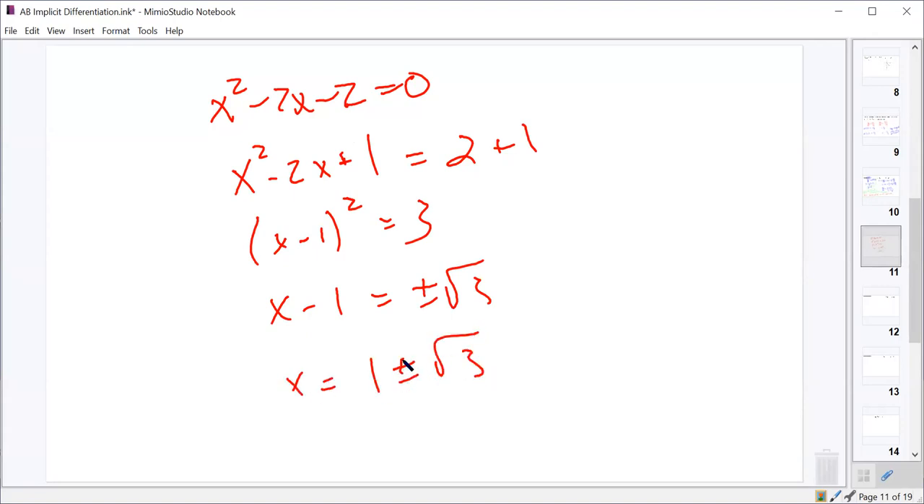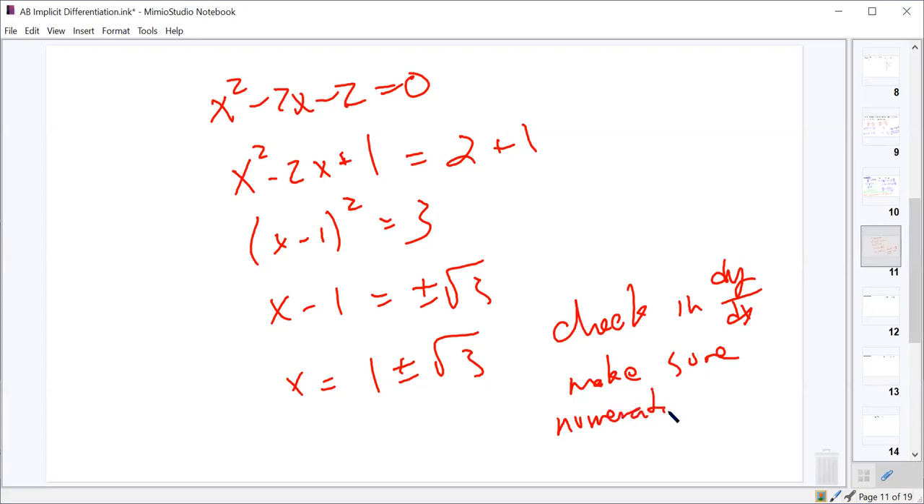So we end up with x = 1 ± √3. And those should be our two vertical tangent lines. Now, we need to check in our derivative and make sure the numerator is not 0 at x = 1 ± √3.